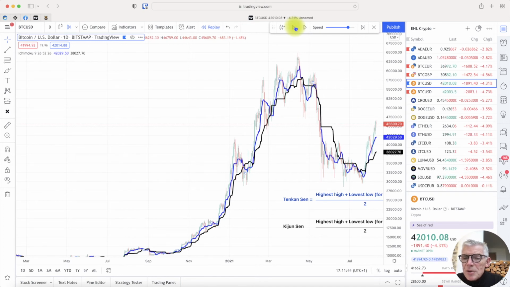Again, you can see the steepness of the conversion line here, Tenkan Sen, and this is a good sign that the market is likely to move up quite steeply. So let's have a look how that pans out.